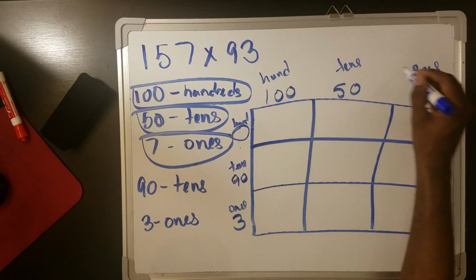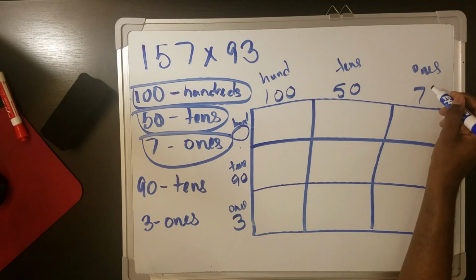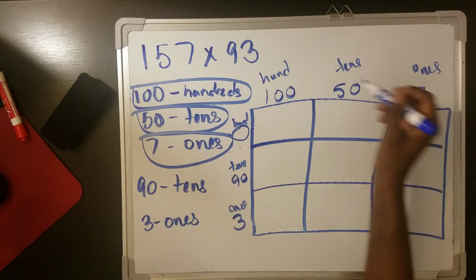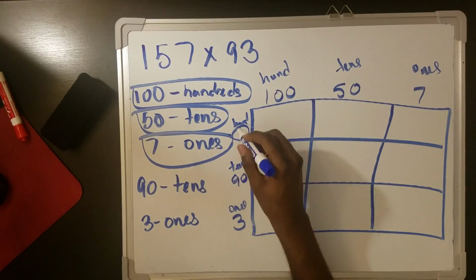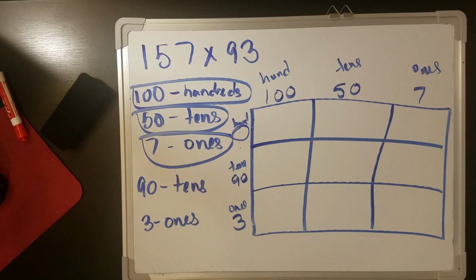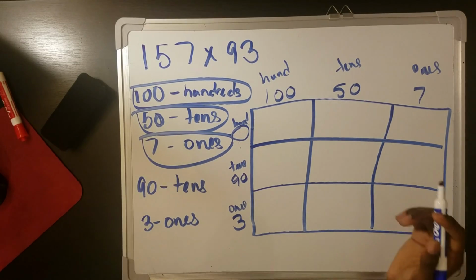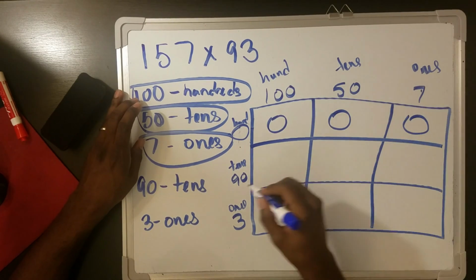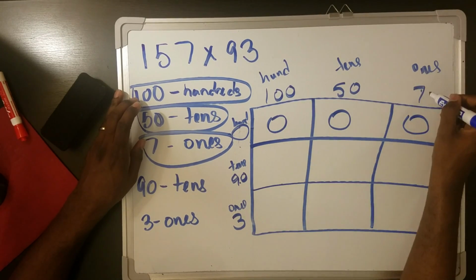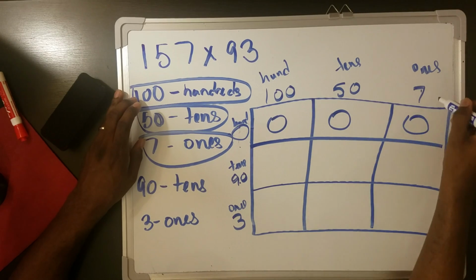So the 157 gets broken out this way. And if you realize, once again, you add all that up, you get 157. And then the 93 gets broken out this way. And now we do the same thing that we did the first time. 0 times all of these. Then we're going to do 90 times all of these. And then 3 times all of these. Okay?